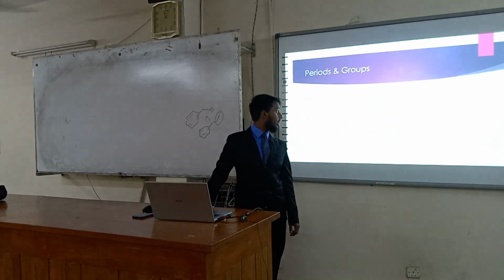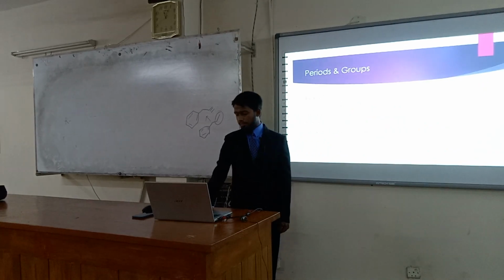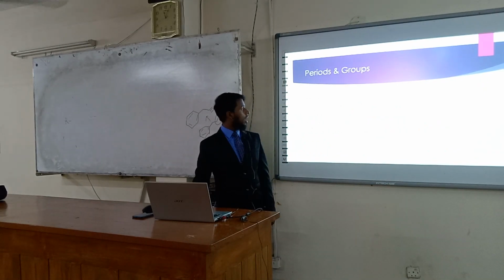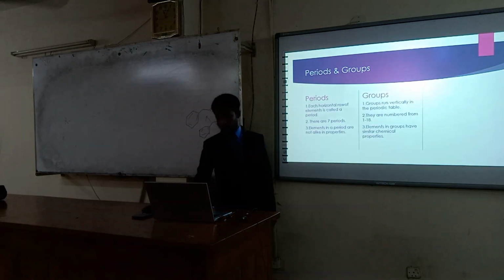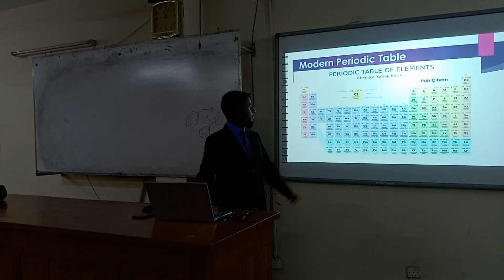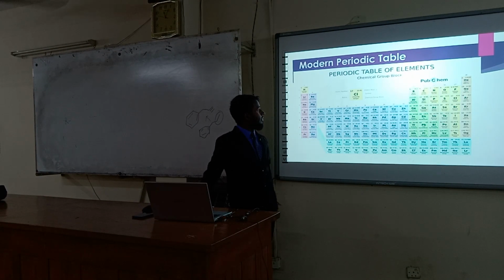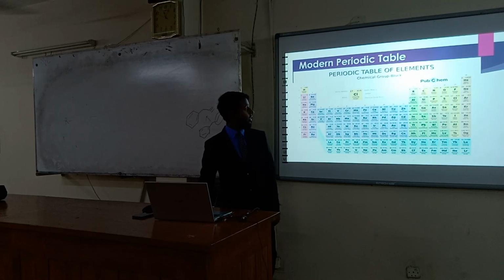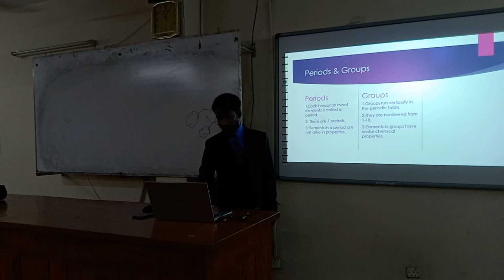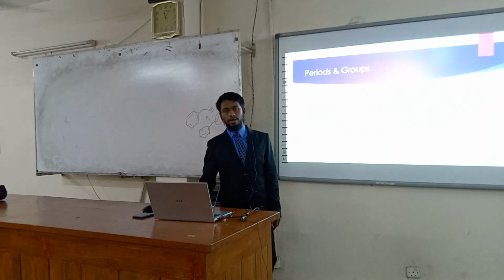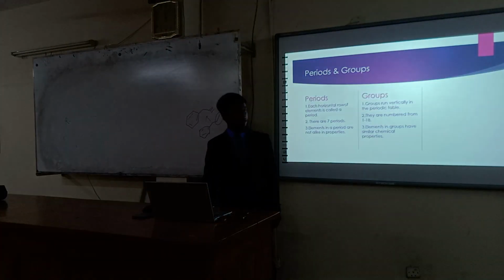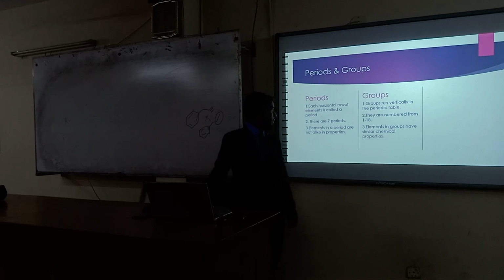Now let's talk about groups. Groups run vertically in the periodic table. The vertical columns are known as groups. There are 18 groups in this periodic table. Elements in the groups have similar chemical and physical properties, but in periods the properties are not the same.